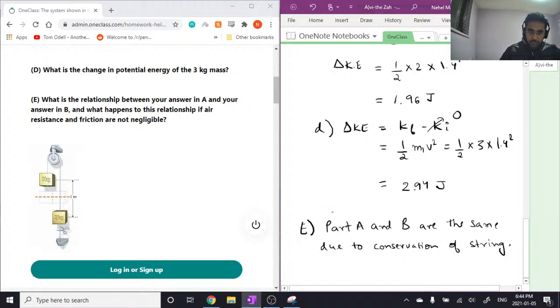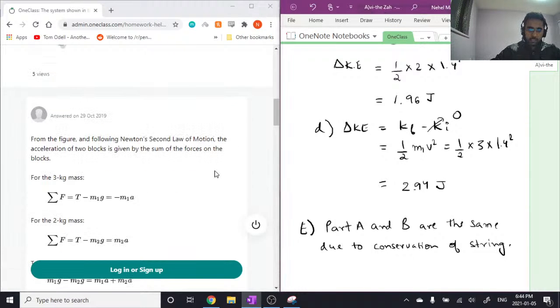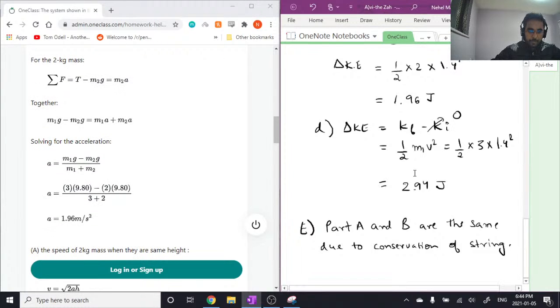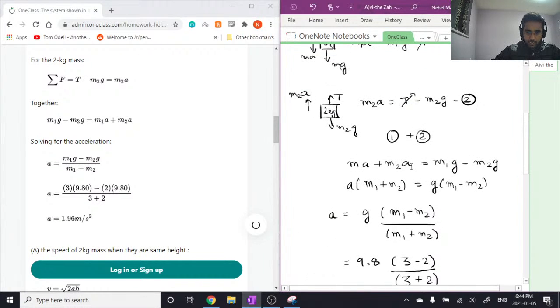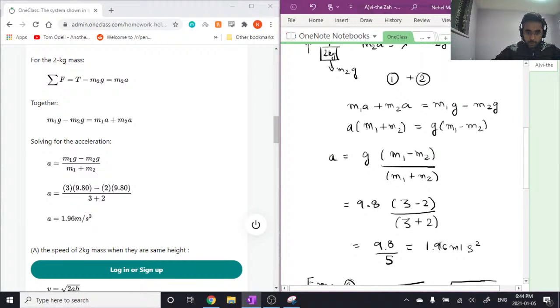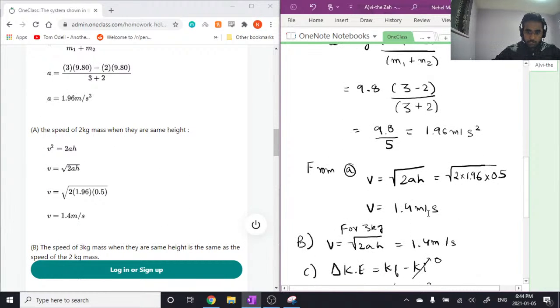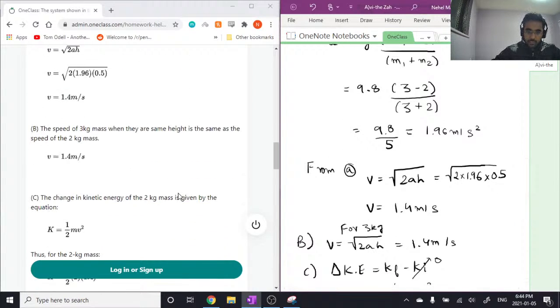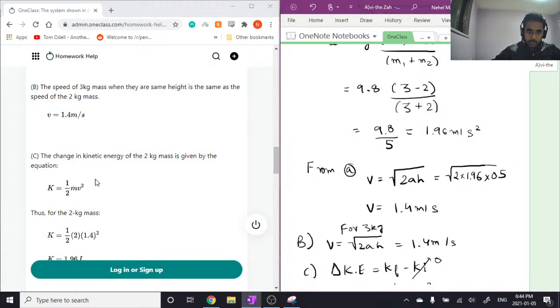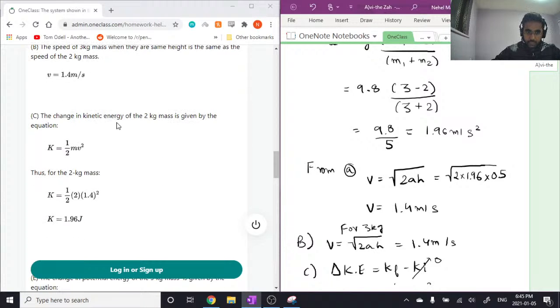Now I'm calling it string, but this essentially means the rope or whatever the connecting medium is. And similarly, the relationship does not change because of conservation of string. Okay, all right, let's review some of these answers. So for the first part, it is correct. We got our acceleration to be 1.96, and then they used that to calculate velocity, which is 1.4 meters per second. For our second part, it's the same again, perfect.